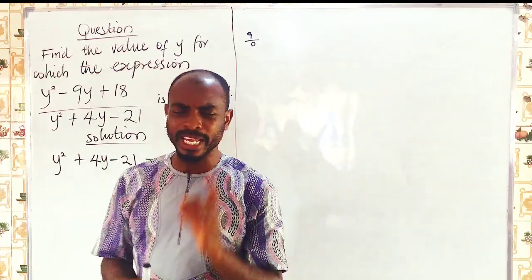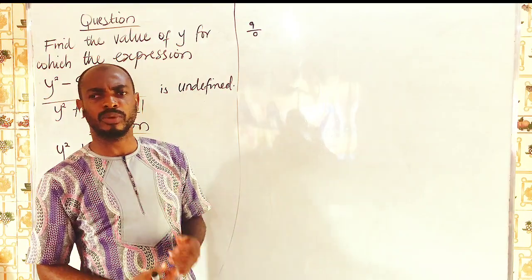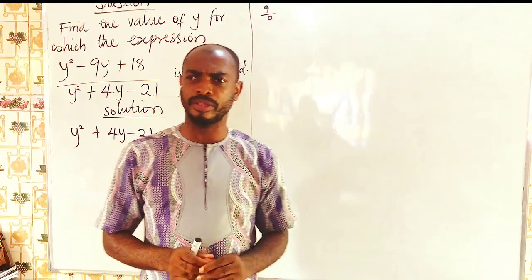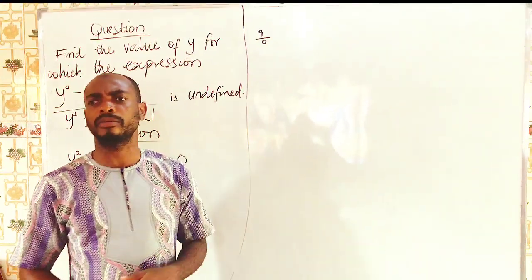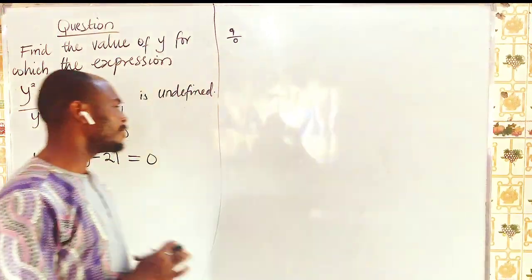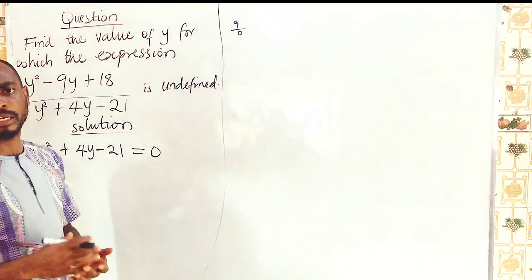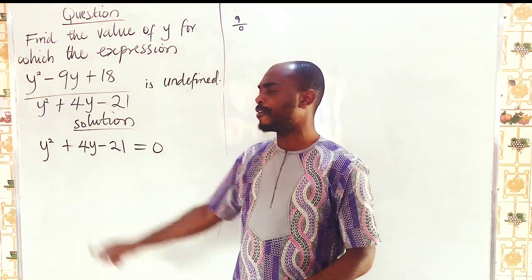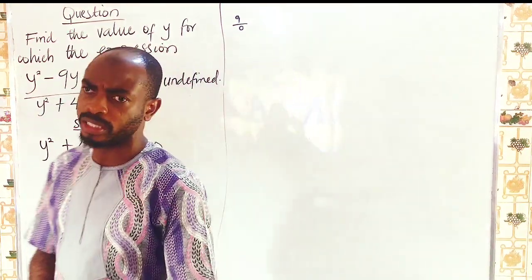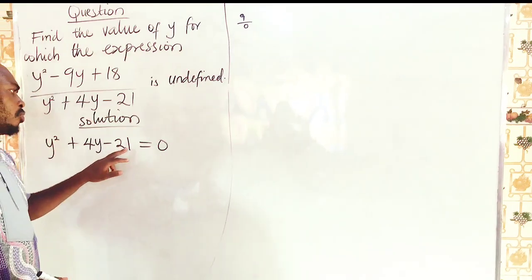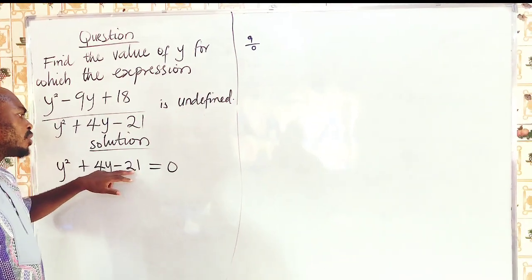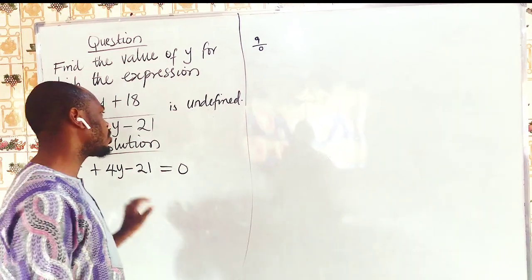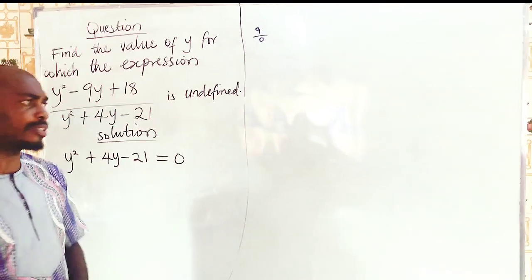Remember, there are many methods of solving a quadratic equation. We have the factorization method, the completing the square method, the formula method, and the graphical method. Any of the methods we feel is better. I will use the factorization method because it's very easy and we can easily find the factors. So we ask ourselves, what are two numbers whose product will give us minus 21 and whose sum will give us 4? That means you test all the numbers that can give us that. So we do the test together.